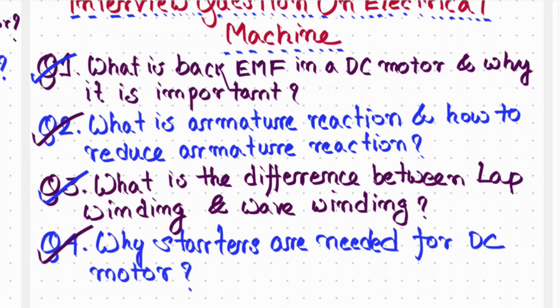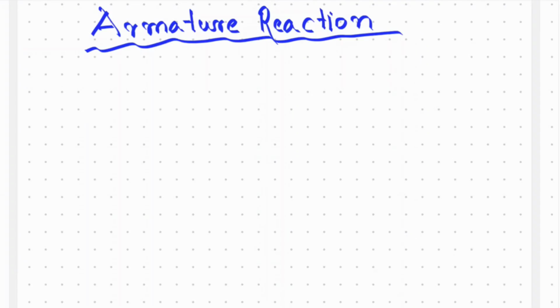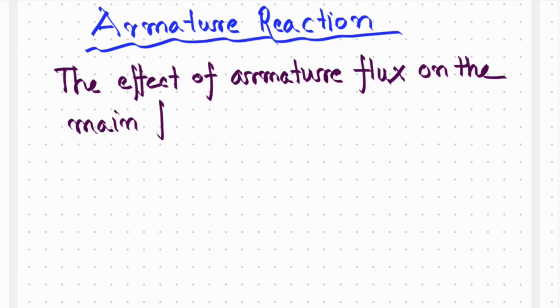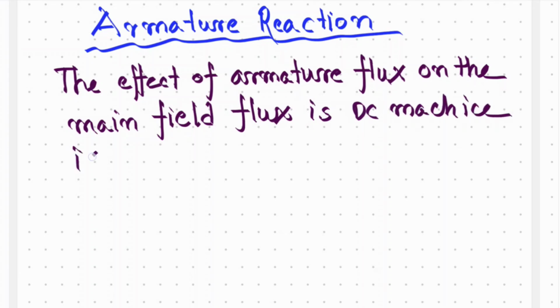Okay, now we'll see the second question, that is, what is armature reaction and how to reduce this armature reaction. So what is armature reaction? In a simple or plain definition, we can say the effect of armature flux on the main field flux in a DC machine is called armature reaction.